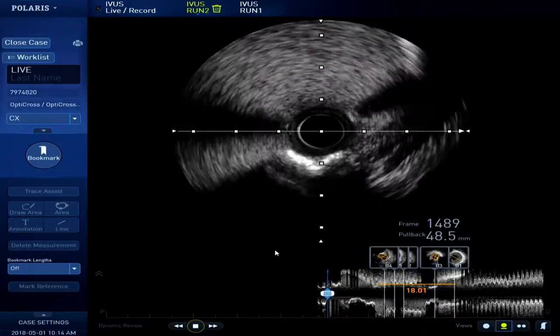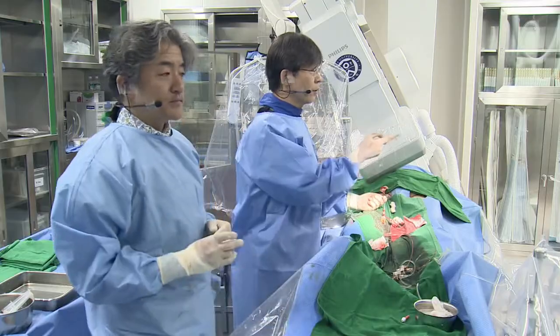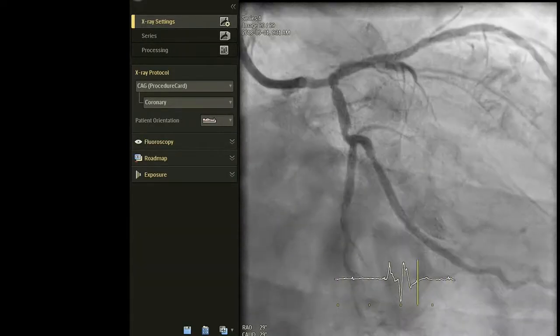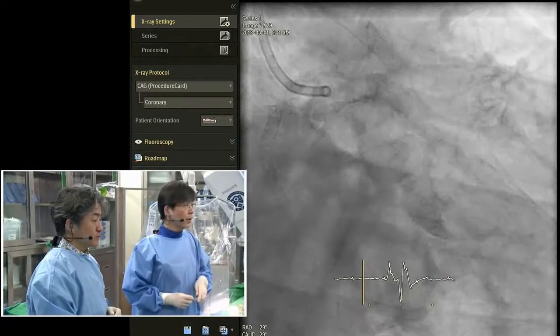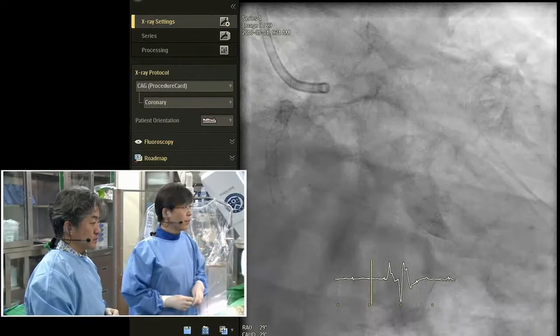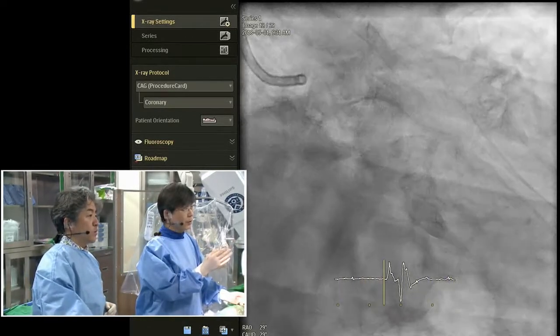Okay, based on the IVUS and the angiography appearance, could you show us the first angiogram, the first shot of it? You see, this is the angiogram taken today, and you see there is a very small size of the left main, and some narrowing in the mid portion of the circumflex. Next view.